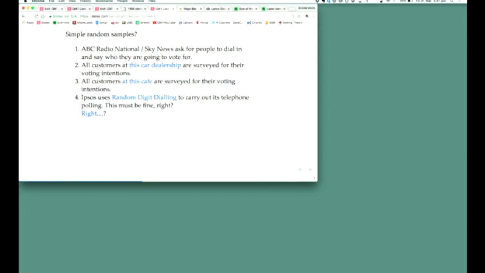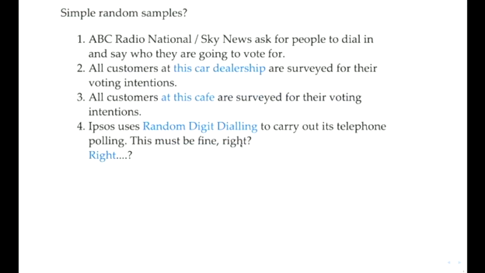All right, here is how Ipsos goes about it. They use random digit dialing. There's a link there, you can follow it if you like. Basically what's going on with random digit dialing is they are selecting the people that they're going to contact to poll by just generating random phone numbers. The idea being whatever your phone number is not related to what your voting intention might be. So you can't look at your phone number and tell whether you're more likely to be a Liberal voter or a Labor voter. And so that should not be biasing the sample in any way by selecting on the basis of your phone number. Right? That's more or less true probably these days.